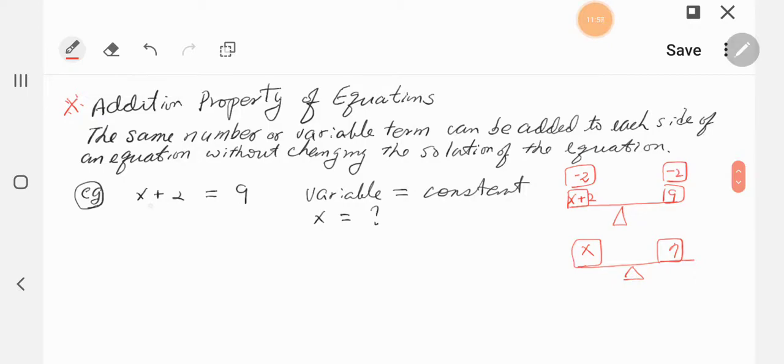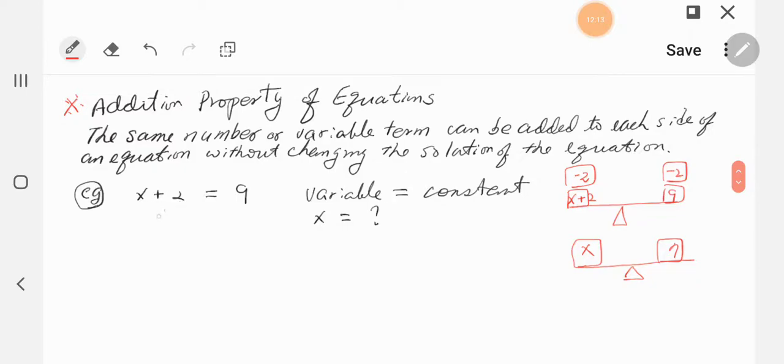This is what we're going to do in the equation. We want to leave x on the left-hand side and get rid of the plus 2. So I want to make this plus 2 equal to 0. How do you make this equal to 0? Do you remember the inverse property of addition?